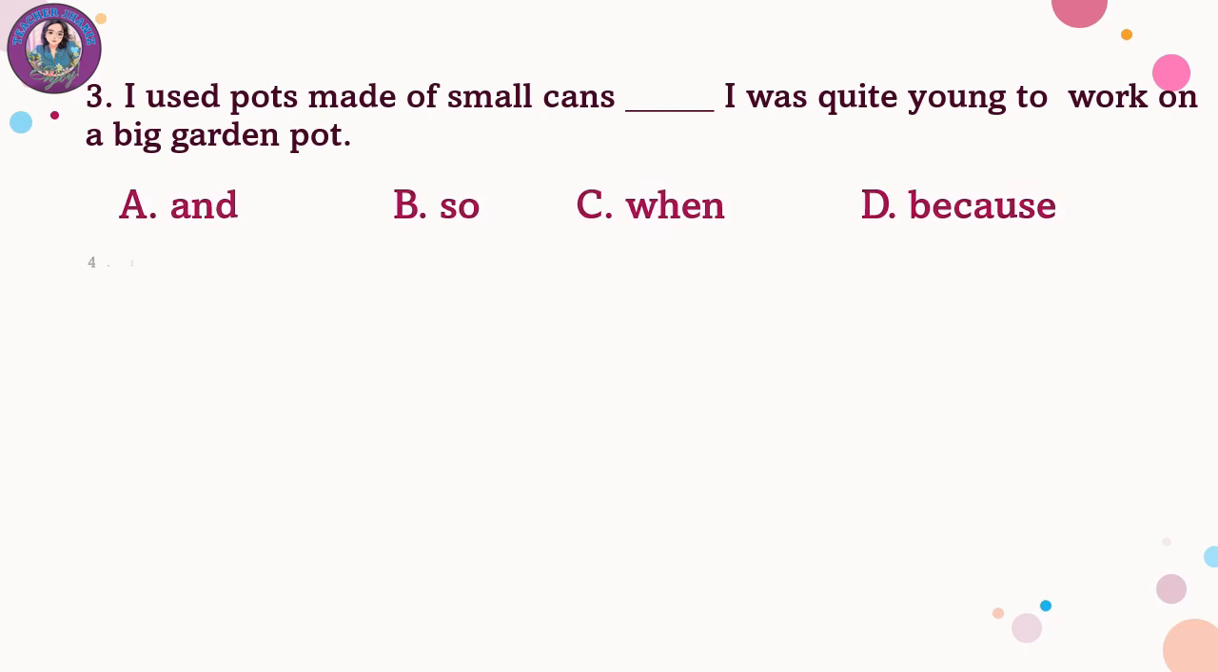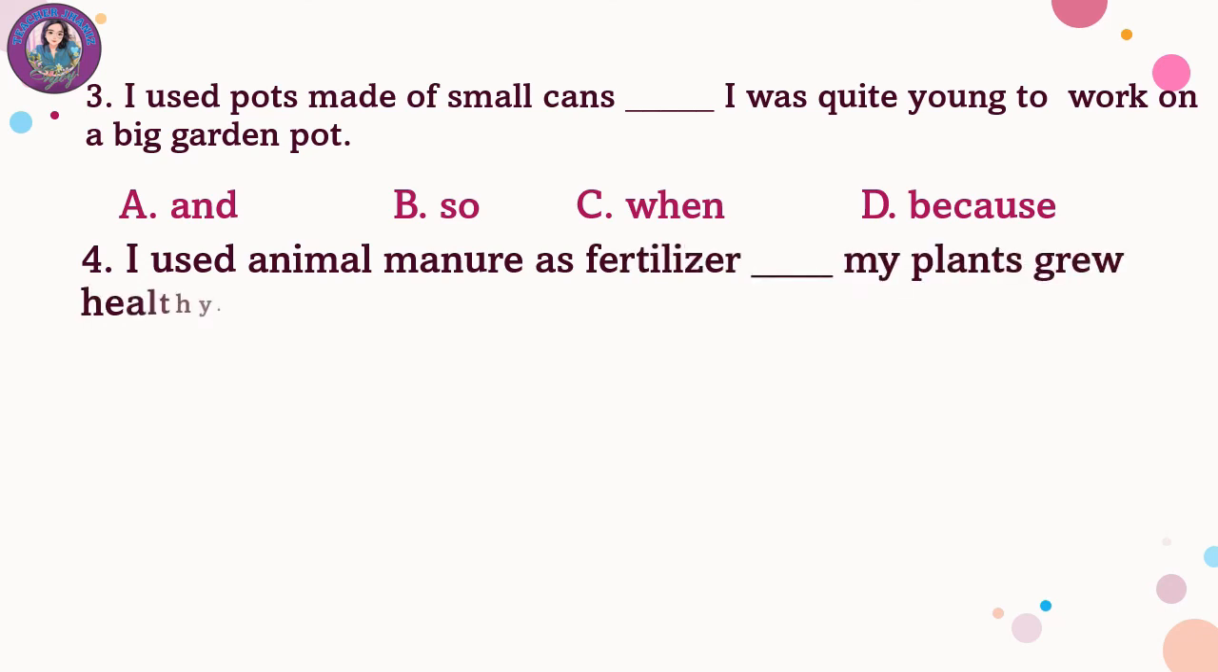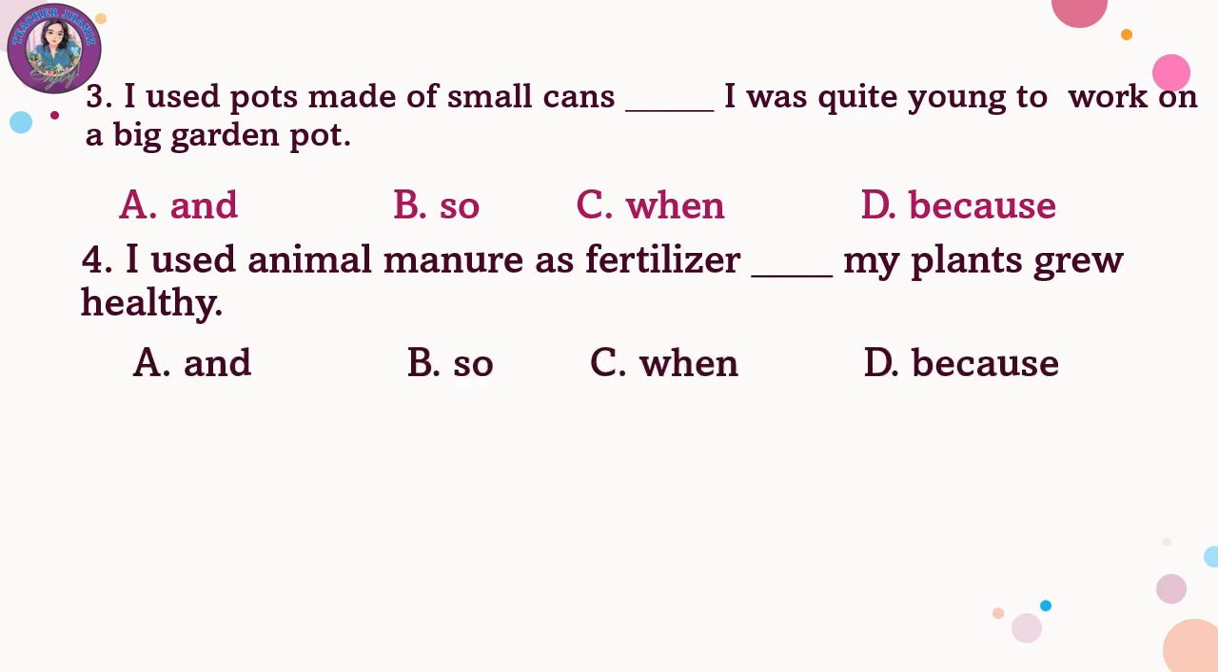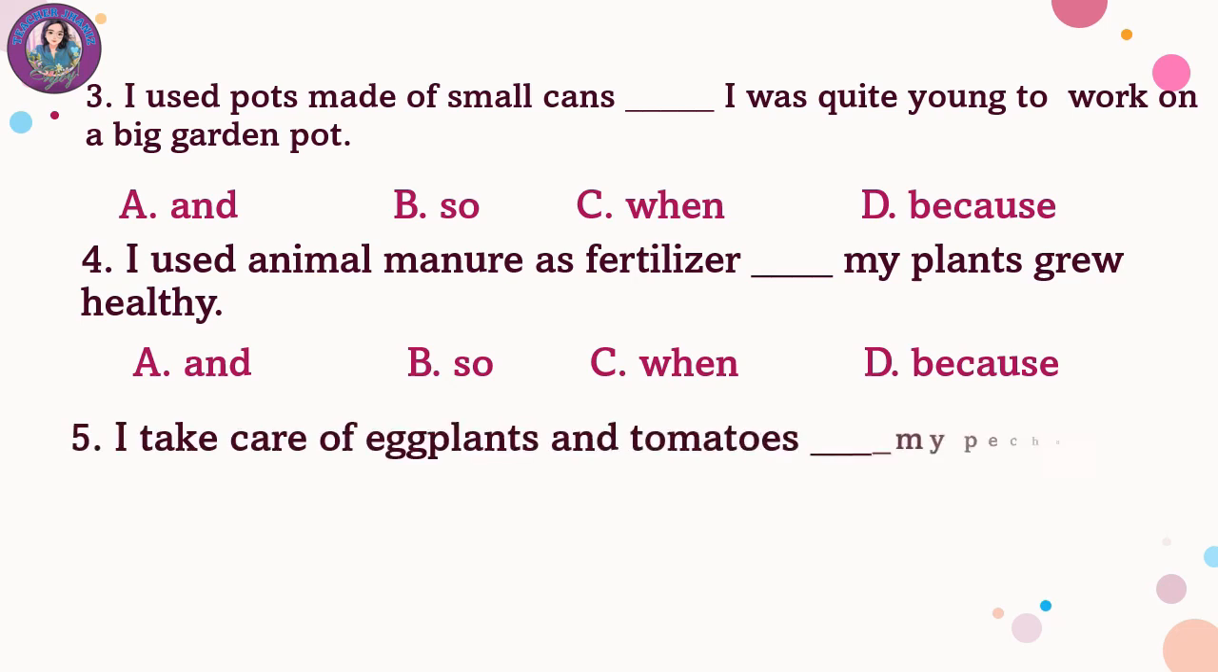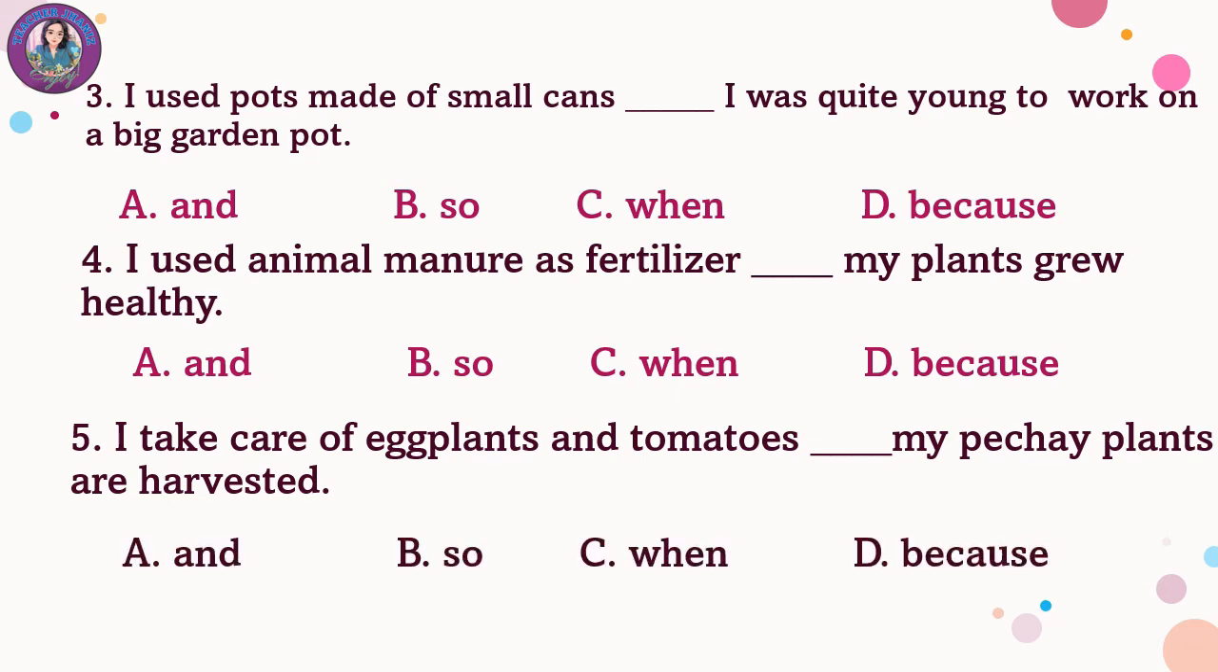Number 4. I used animal manure as fertilizer, blank my plants grew healthy. Choices are A, and; B, so; C, when; D, because. And number 5. I take care of eggplants and tomatoes, blank my plants are harvested. A, and; B, so; C, when; D, because. You are given 5 seconds to finish this.